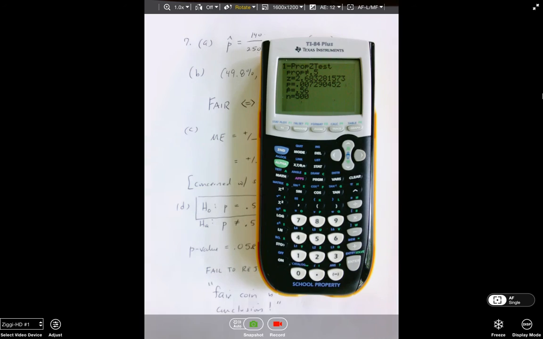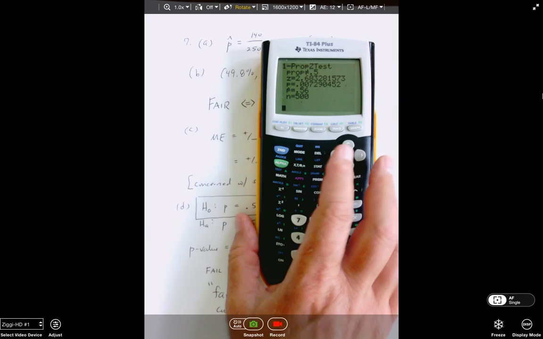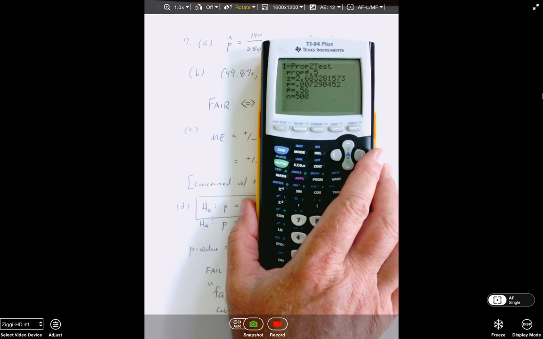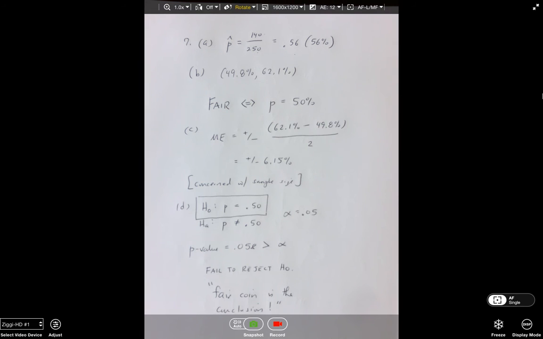There's something called power in a test, and power is the probability that you reject a false null. Should have got into that more, but we didn't have time. So sample size does affect the p-value because sample size drastically affects your standard error.